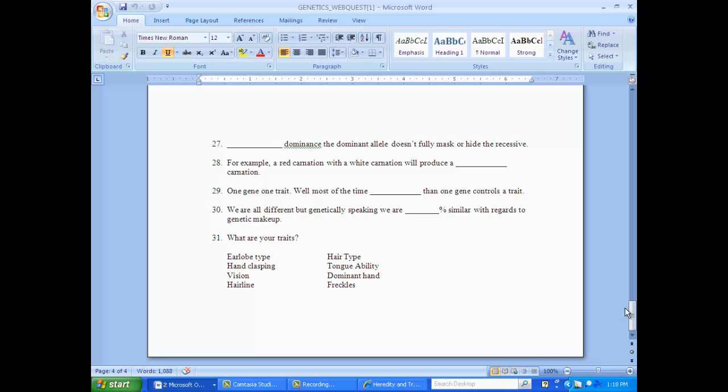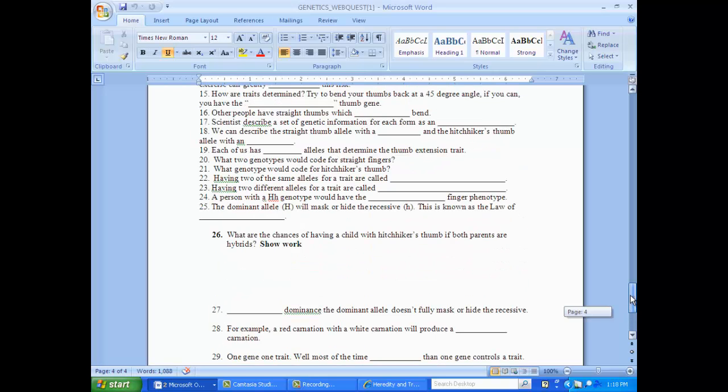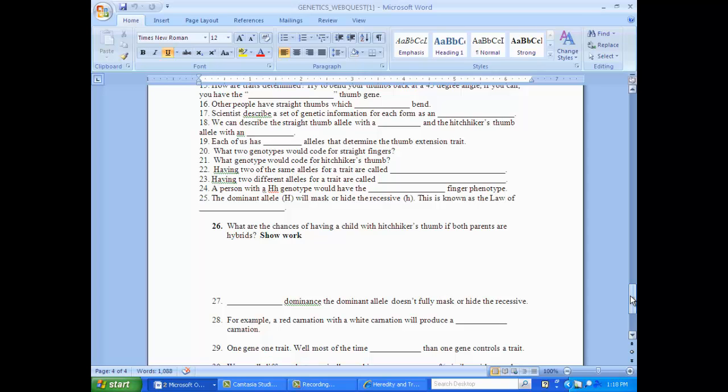What was number 24 and 25? The person with a big H, small h, so heterozygous genotype would have, was it the straight or the bent? Straight. Straight thumb. What is the trait of hand clasp? So if you clap your hands, which hand is on top, which is on bottom? I just said yes. I don't think it was a yes/no answer.